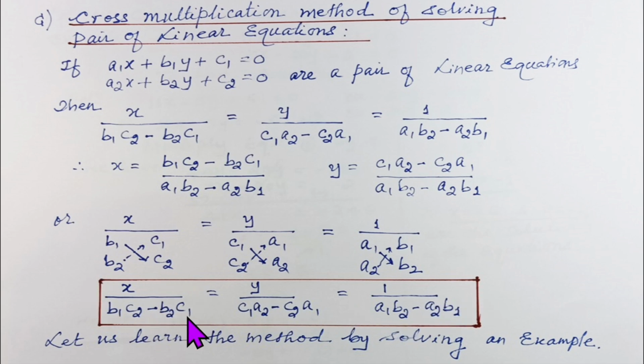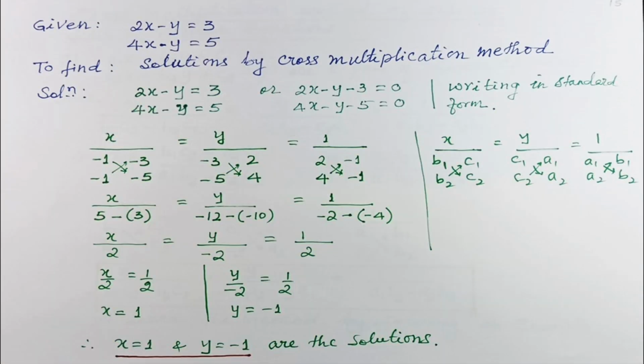And then taking the ratio of x and 1 upon a1 b2 minus a2 b1, we can take x is equal to, taking this to the numerator, b1 c2 minus b2 c1 divided by a1 b2 minus a2 b1, and that is the value of x. To get the value of y, take this ratio and this ratio again, take the denominator of y to the numerator, then we get y is equal to c1 a2 minus c2 a1 divided by a1 b2 minus a2 b1, and this is how we can solve the equations by the cross multiplication method. Since we are crossing the denominators here, this method is called the cross multiplication method of solving a pair of linear equations. Now let us understand how to solve by an example.